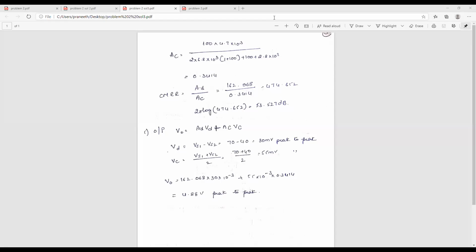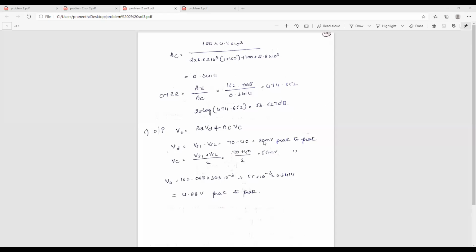Already you have got V naught equals AD VD plus AC VC, which means you have got AD and you have obtained AC. How are we going to obtain VD? This is nothing but the difference between the two source input voltages, that is VS1 and VS2. VS1 is given as 70 millivolts peak to peak, and VS2 is given as 40 millivolts peak to peak. So the difference between these two voltages will give you the differential voltage VD.